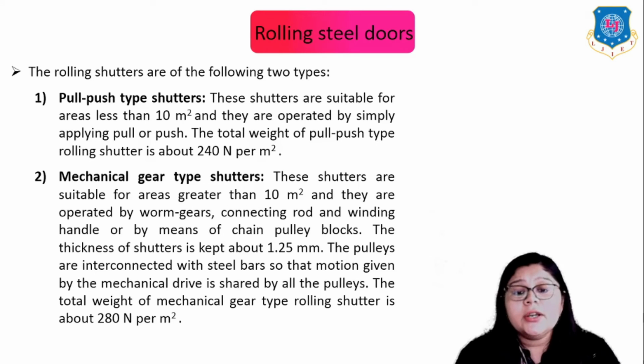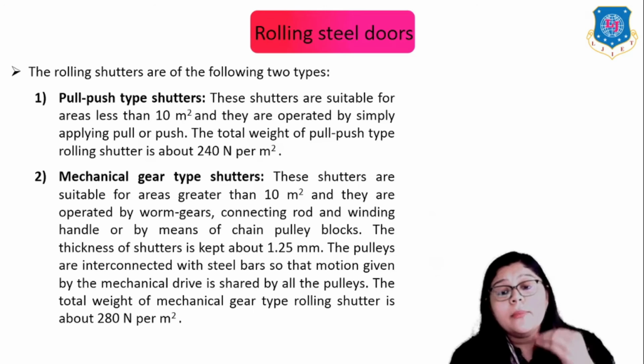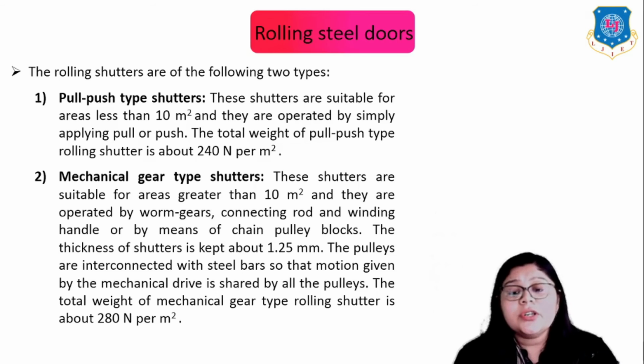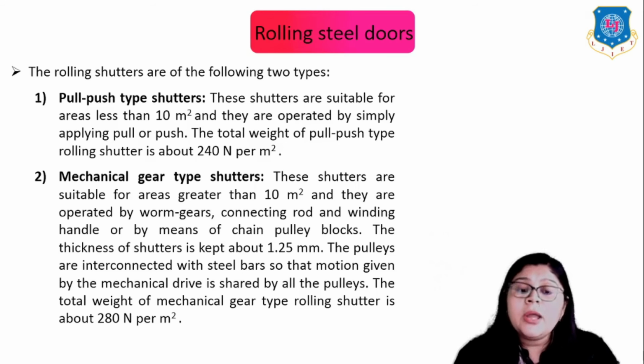While mechanical gear type shutters are operated by worm gears, connecting rod and winding handle, or by means of chain pulley blocks. The thickness of the shutter is kept about 1.25 mm, and the pulleys are interconnected with a steel bar so that motion given by the mechanical drive is shared by all the pulleys. The total weight of the mechanical gear type rolling shutter is about 280 Newton per square meter, right?